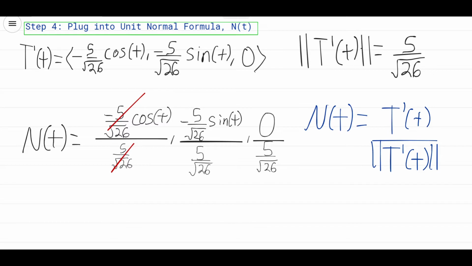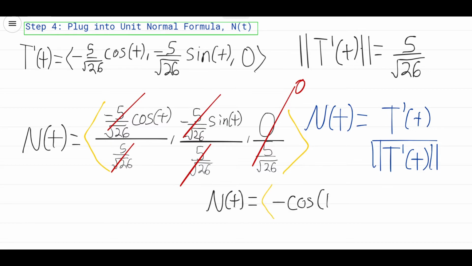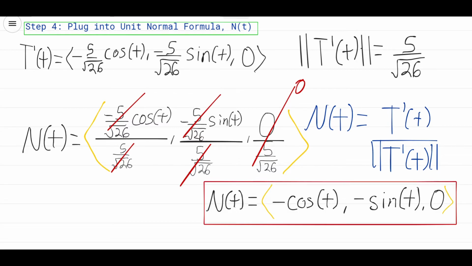So those cancel out, and then the -5 with the square root of 26 also cancels out in the middle term, and then the last term goes to 0 because 0 over anything is 0. So our unit normal vector, after we do all the simplification, comes out to be negative cosine of t, comma, negative sine of t, comma, 0. And that's how we compute the unit normal vector.